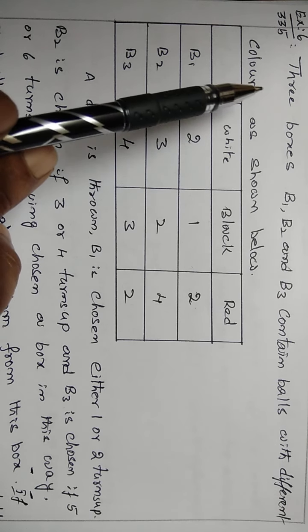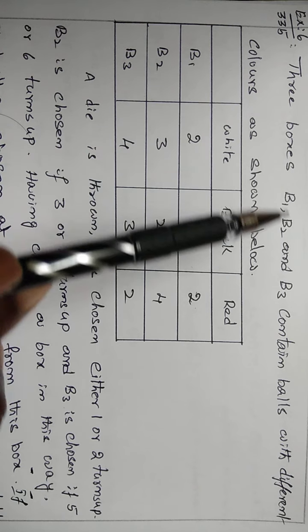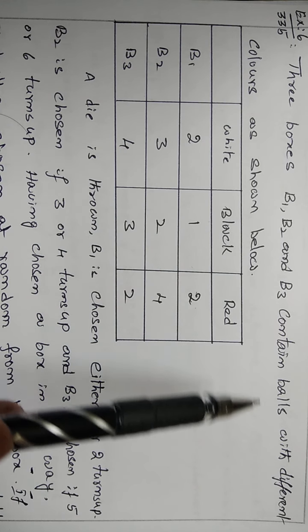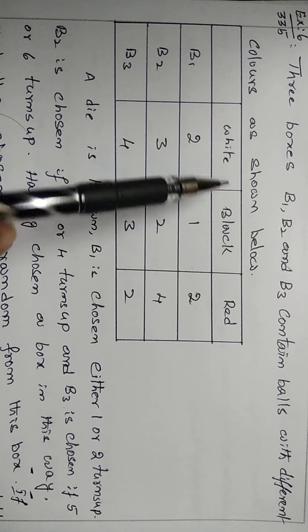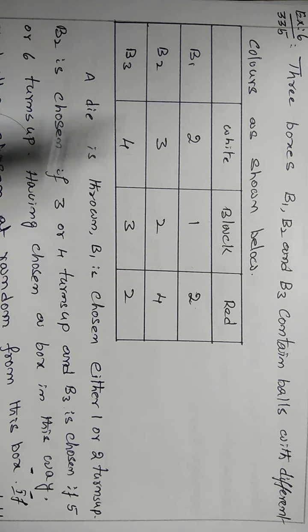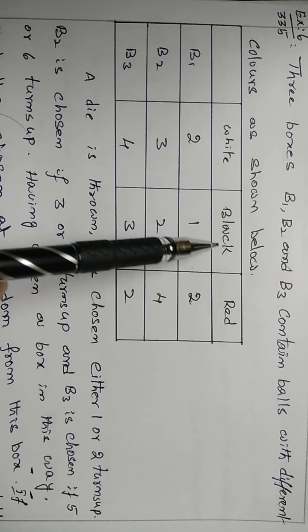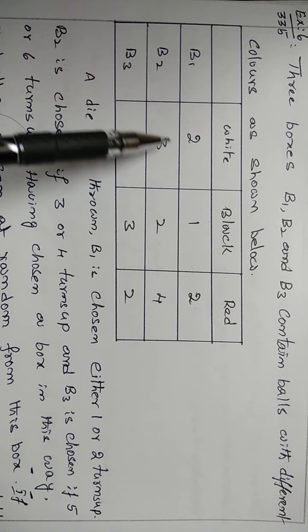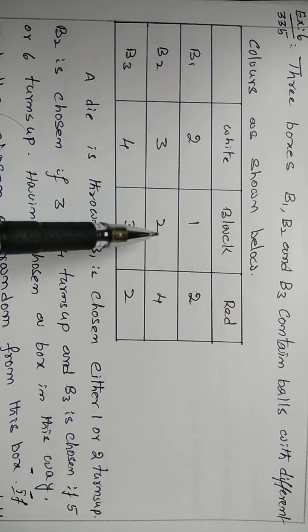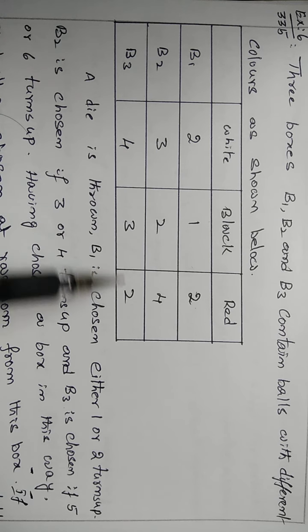The first one: three boxes B1, B2 and B3 contain balls with different colors as shown below. This is the table: Box 1, Box 2, Box 3; white balls, black balls, red balls. The entries are 2, 1, 2, 3, 2, 4, 4, 3, 2.